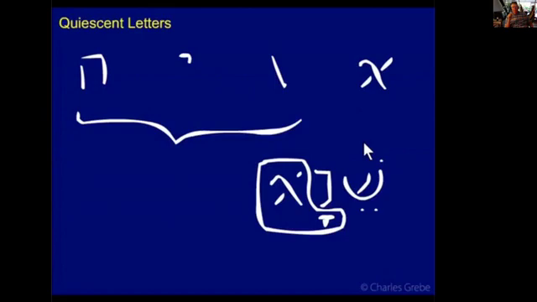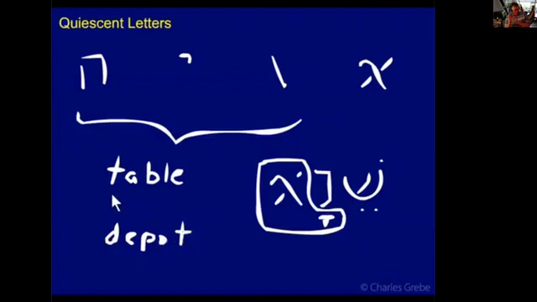Now let's look at an English example of quiescence. These consonants will tend to quiesce at the end of a syllable, not at the beginning. And we see that also in English. If you look at the word table, and we look at the word depot, in table we have a T at the beginning of a word, and it's functioning as a consonant. We hear the sound T. In depot, it has become silent, and it's at the end of a word, and therefore the end of a syllable. Depot, we don't say depot. So we have similar behavior in English.